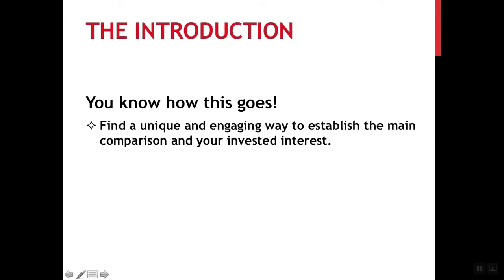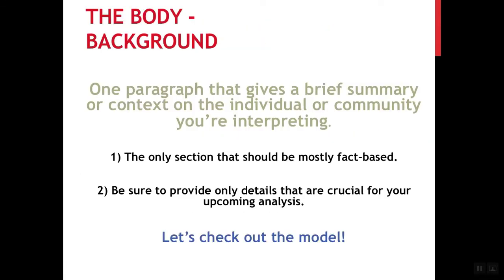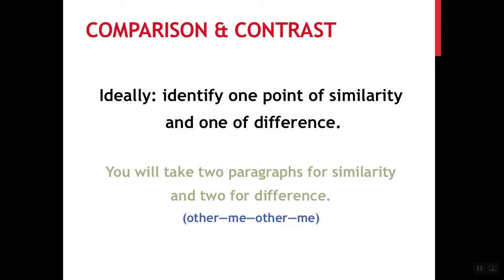So I just want to take a little bit of time breaking this down and showing you what it looks like. The way that I describe it is a back and forth between the other, which would be either that individual or the community, and yourself, right? So other, me is the back and forth structure that I find to be the most effective for this sort of analysis.